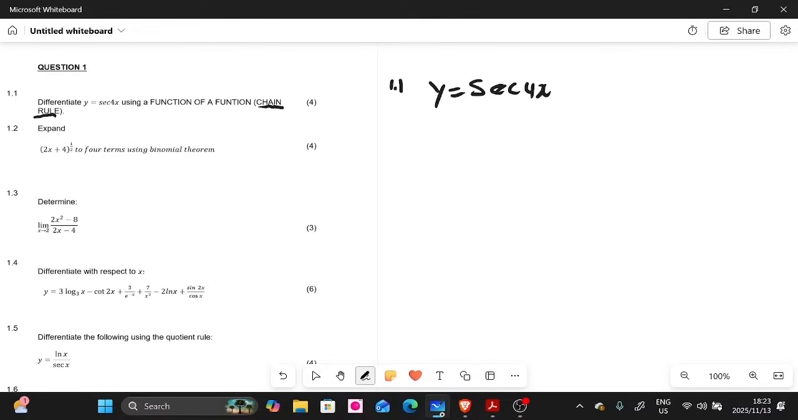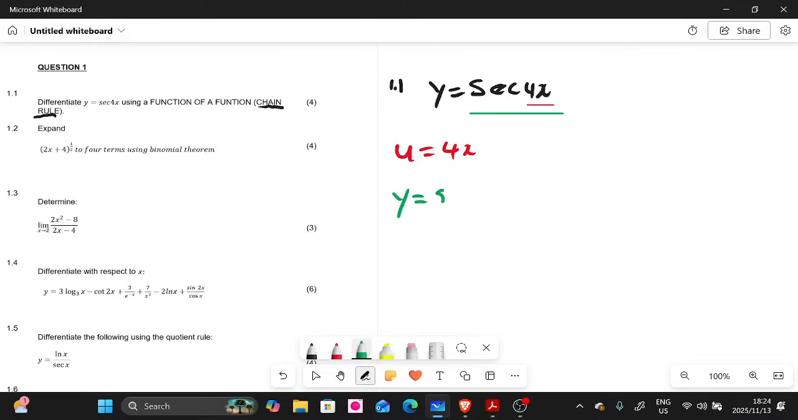As you can see, you can do it this way. For 4x, we can say it's an inner function. I'm going to use green for the outer. And then sec 4x, the whole of sec 4x, is an outer function. So remember, when you do the chain rule, guys, you have the inner function and the outer function. The inner function, you equate it to u, which is going to be 4x. And then the outer function, which I'm going to highlight with green there, you equate it to y because it's all equaling y.